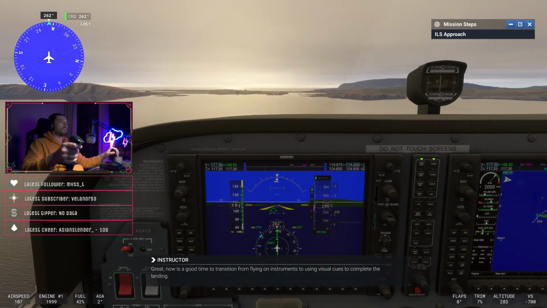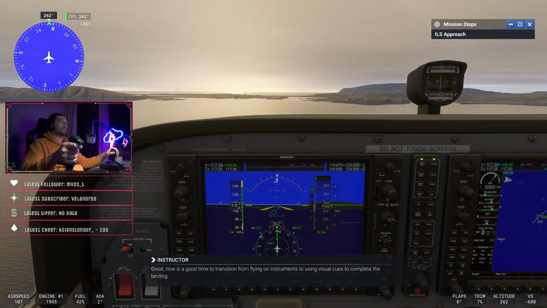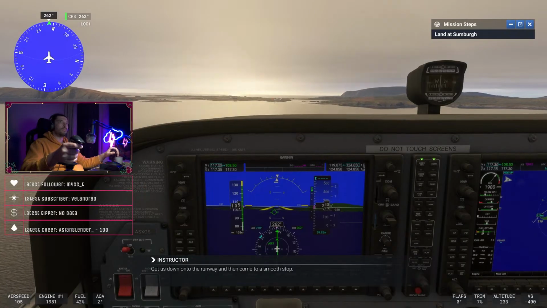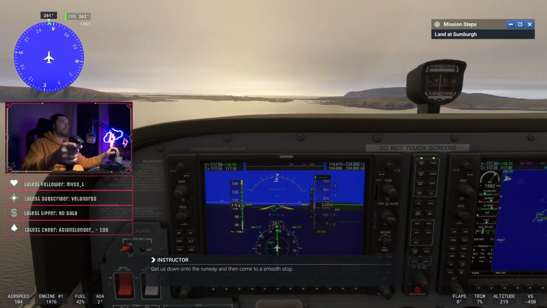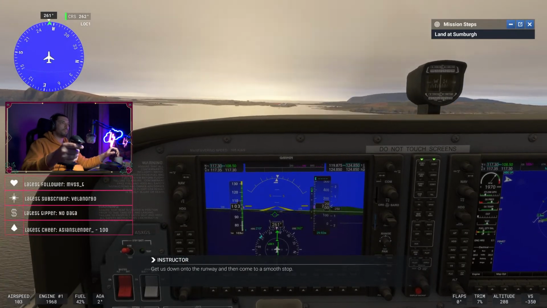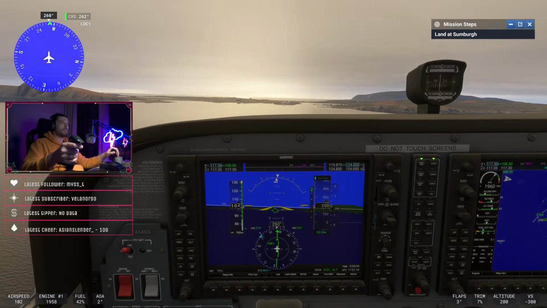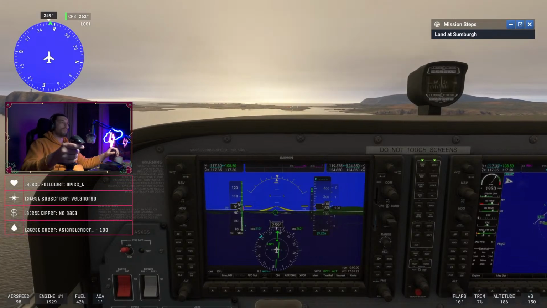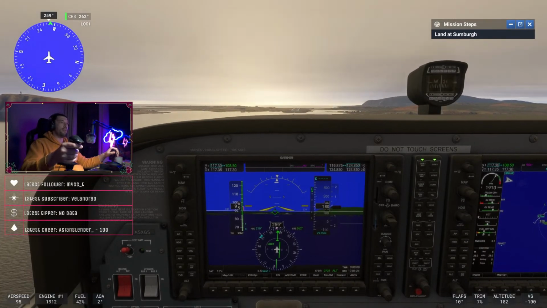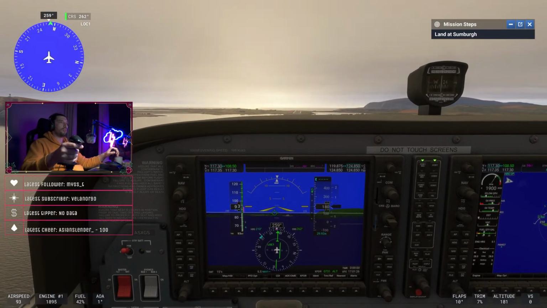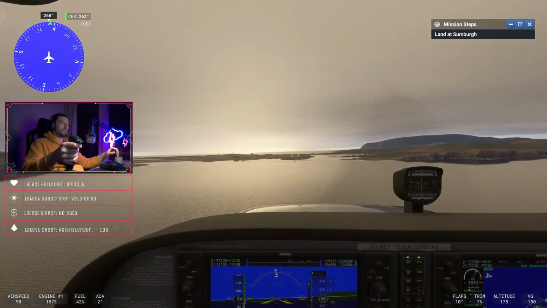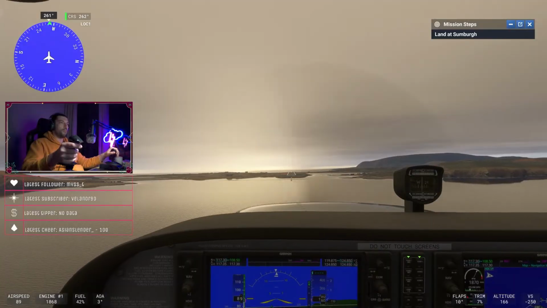Great, now is a good time to transition from flying on instruments to using visual cues to complete the landing. Get us down onto the runway and then come to a smooth stop. Now I'm gonna use my visual cues. Let's go.